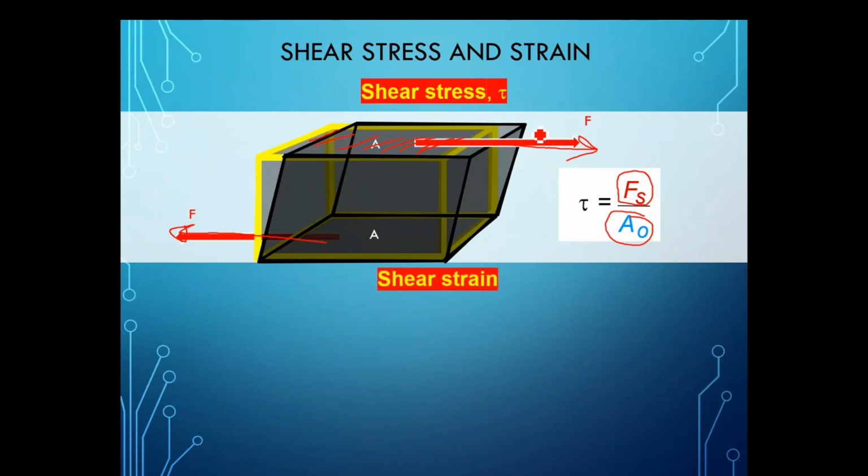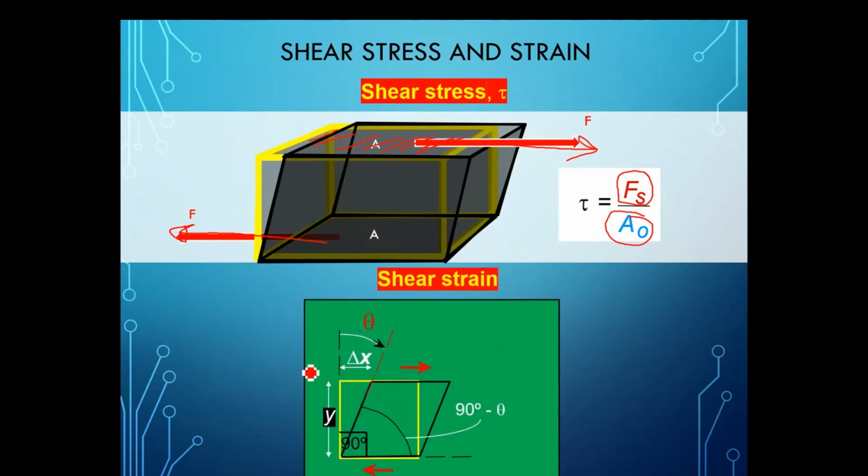So if the shear stress is clear, how do you define shear strain? This yellow block is essentially showing the original sample. The black is the distorted one. If you see the distortion that has taken place, this is the angle theta, which represents the distortion. This is the change in length delta x divided by the original length, which is y.